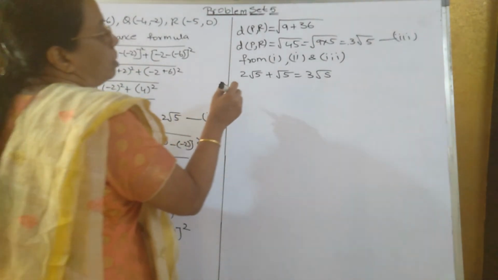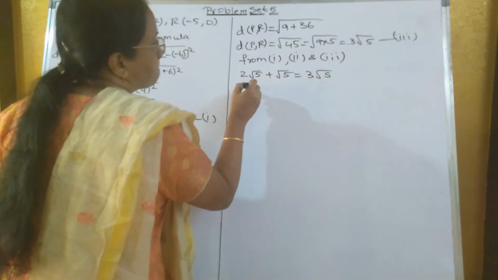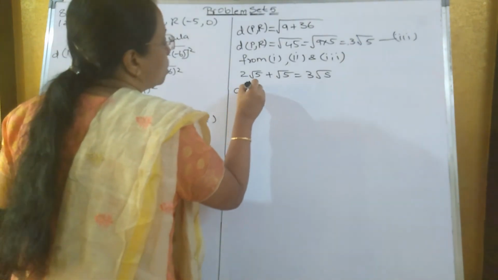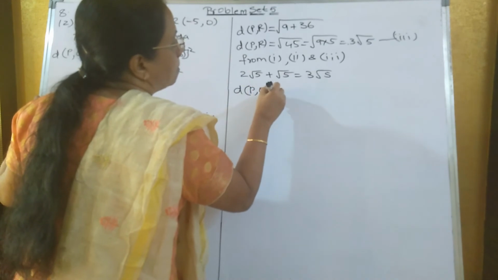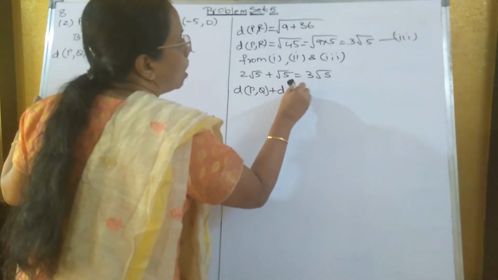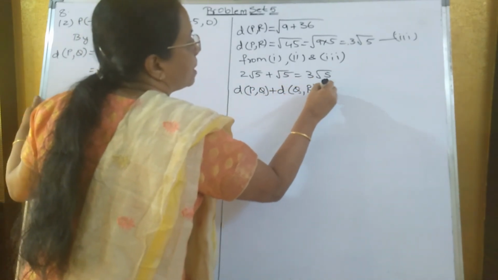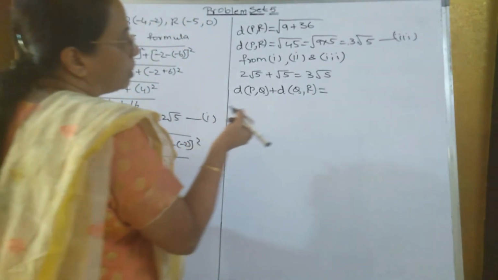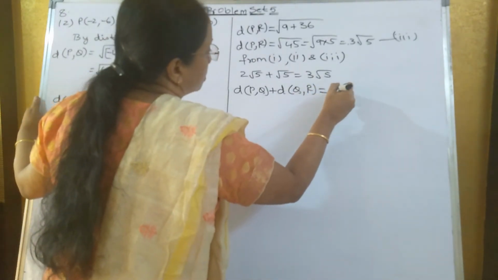So distance PQ plus distance QR is equal to, it is not greater, it is equal to distance PR.